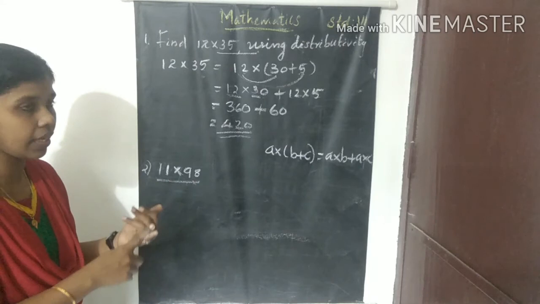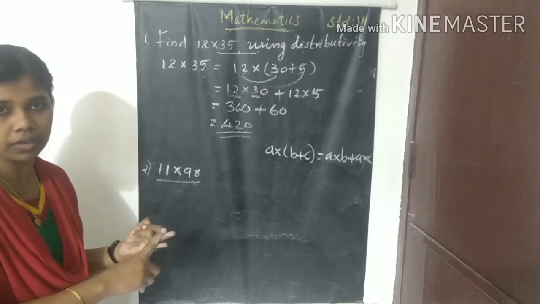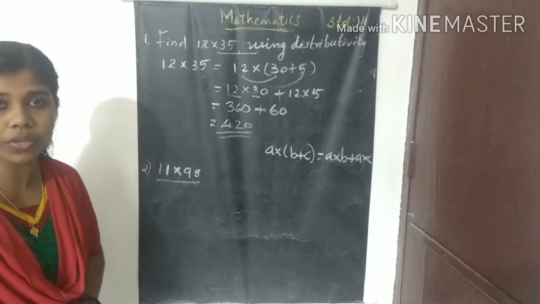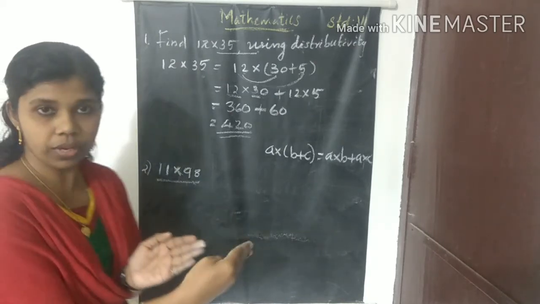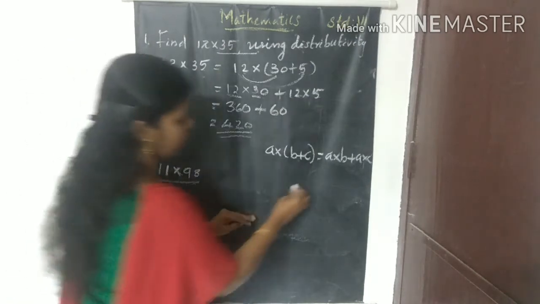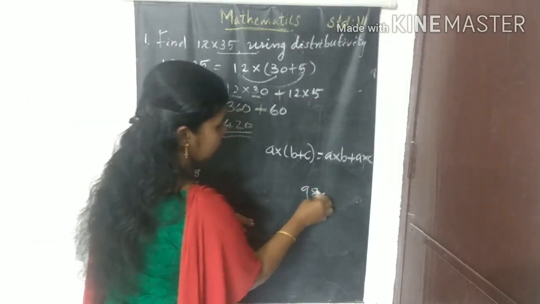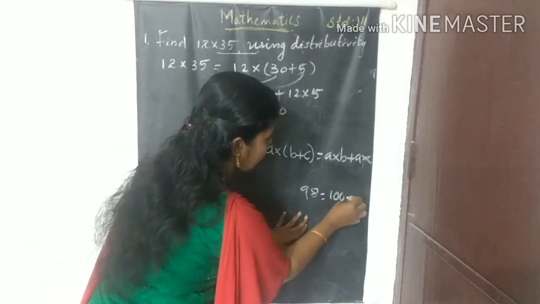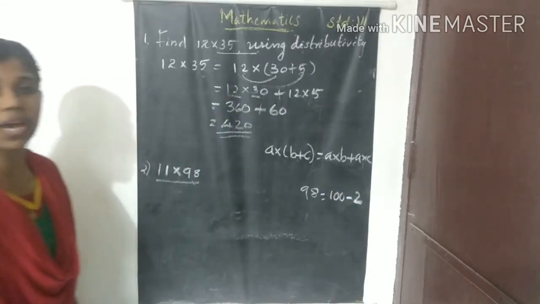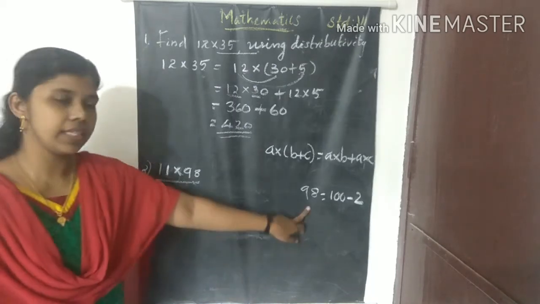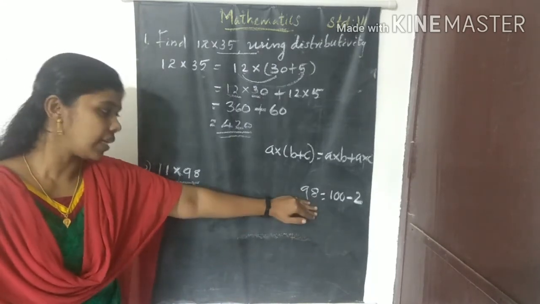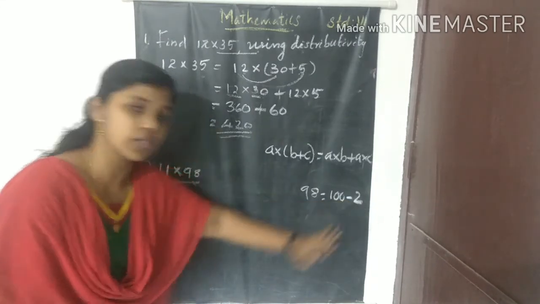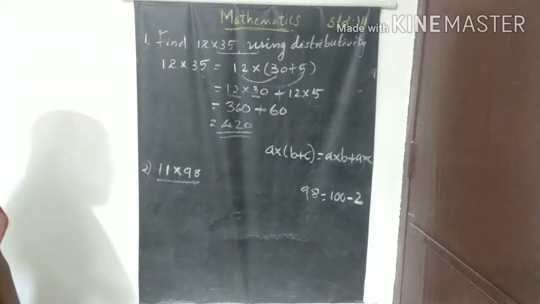Nearest to 100, that is 98, 99, 100. Okay, 98 plus 2 is equal to 100. So it is nearest to 100. So how can 98 be written? Split into two numbers. Yes, 100 minus 2 is equal to 98. So 98 is split into two numbers as 100 minus 2.